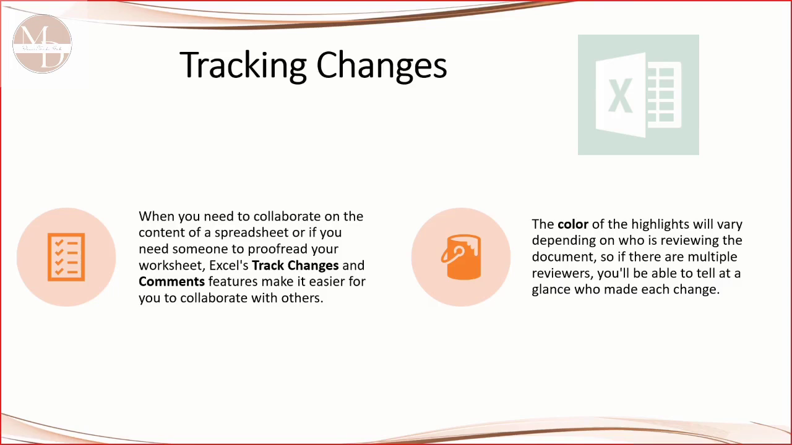So if there are multiple reviewers, you will be able to tell at a glance who made each change. So meaning that if you could recall, while we're putting our formula and our function, you found out that Excel is giving you different colors, some red, some blue. The same thing happens. So if staff A made the document, staff B reviews, it automatically gives staff B a different color from staff C. So that is what it's telling us. So you can easily track changes made by individuals on this.